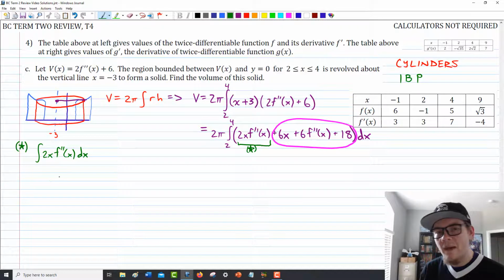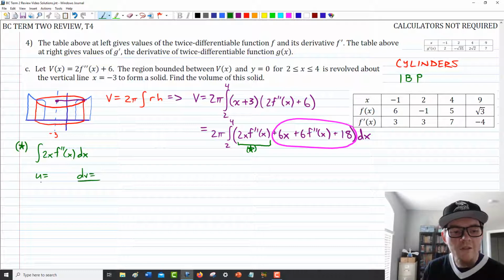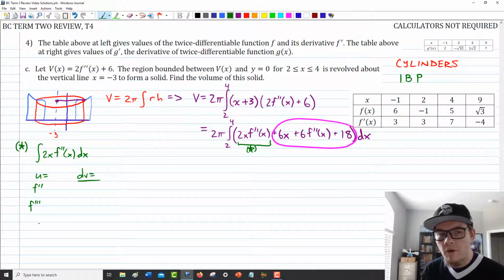Now, there's nothing in LIPET to tell us which one to choose where here, because we don't know what f double prime is, but the one thing that I can see here is that if I put f double prime here, then that would bring us f triple prime to the 4th derivative.